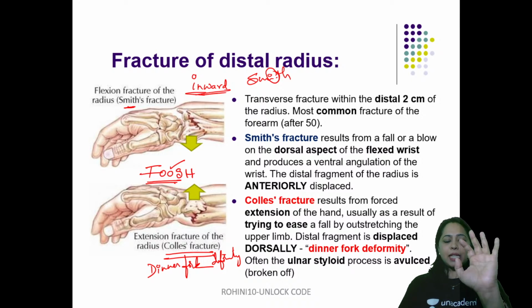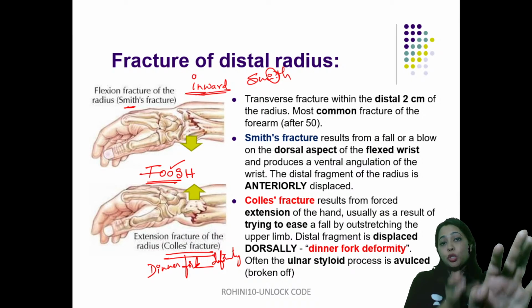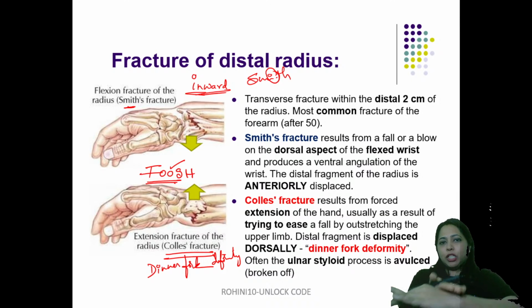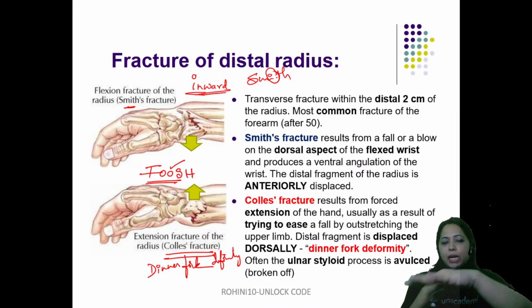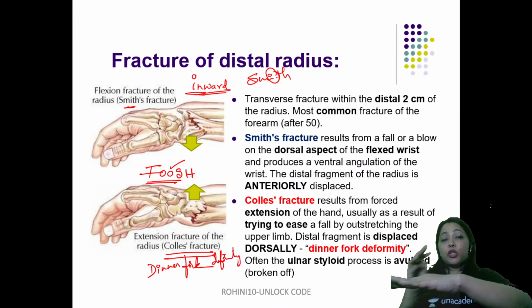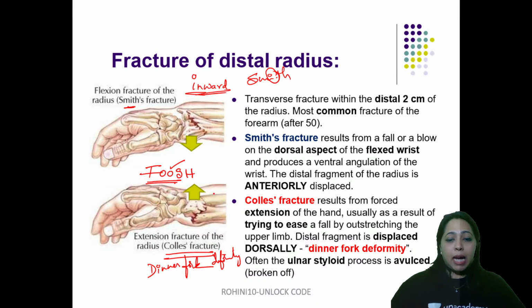That is, the distal fragment will be displaced dorsally. And that results in an appearance as if these fingers are the spokes of the fork and you have a bump here, and that looks like a dinner fork. And often the ulnar styloid process is broken. So the ulnar styloid process may also be broken at this point, but the distal end of the radius is what is considered, and it is called Colles fracture.